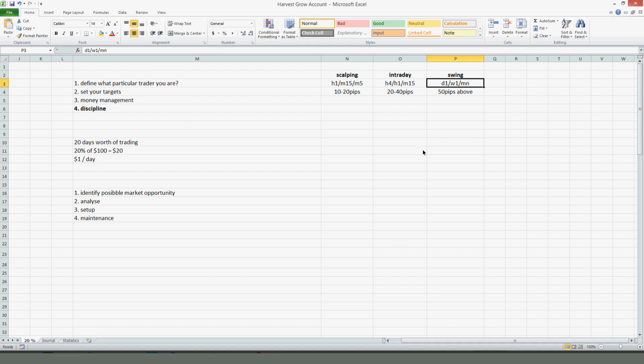So before we move on to signals and setup, let's take a quick 5 minute break, and then we'll go back and talk about signals and setup later on.